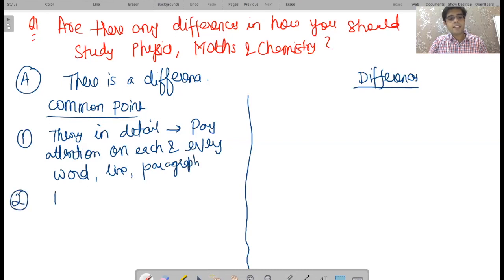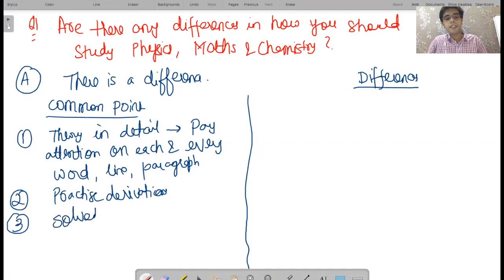This is the common thing. The second is practice derivations. Again, this is also common for all three: physics, maths, chemistry derivations. Whatever comes your way, you need to learn how to derive the formula. Just mugging up the formula will not help you. You should know how to derive the formula. So these are the two theory elements. Then solved examples. You have to do solved examples for all of them.